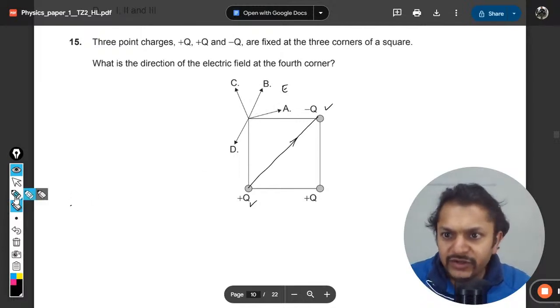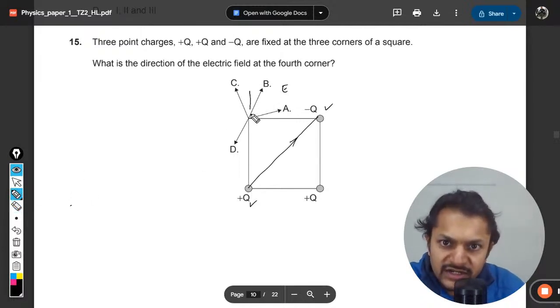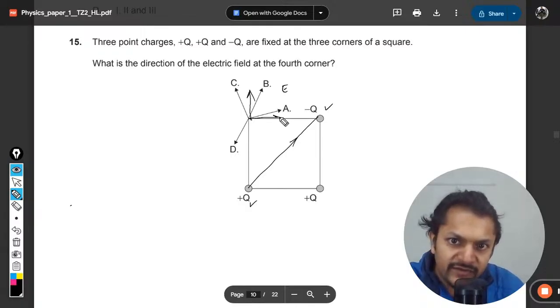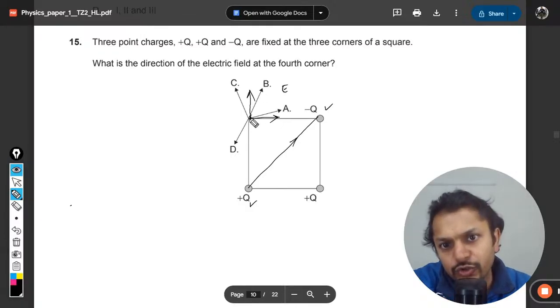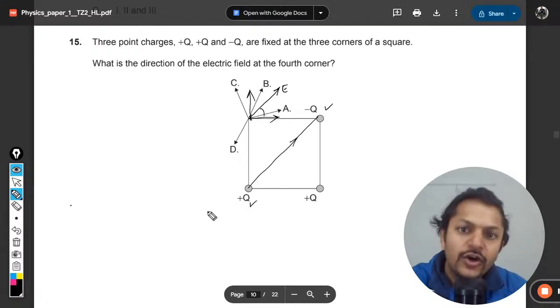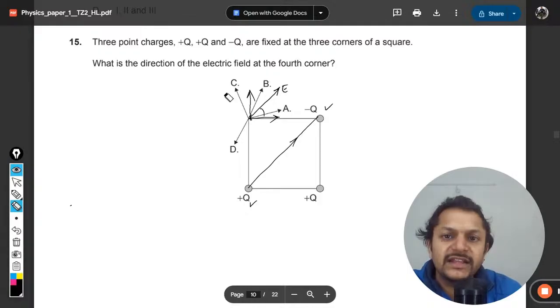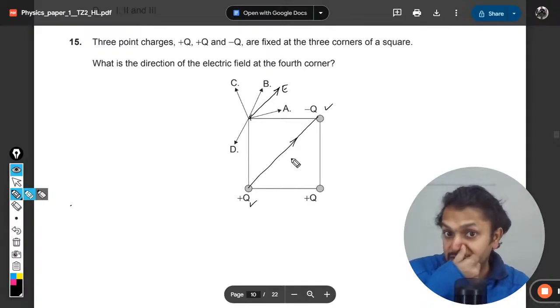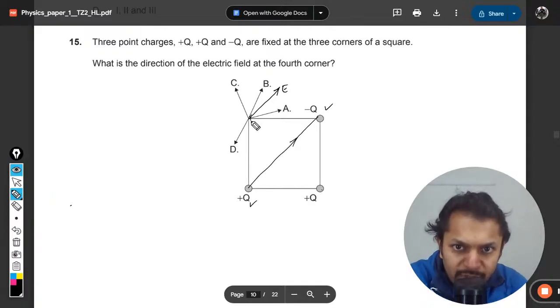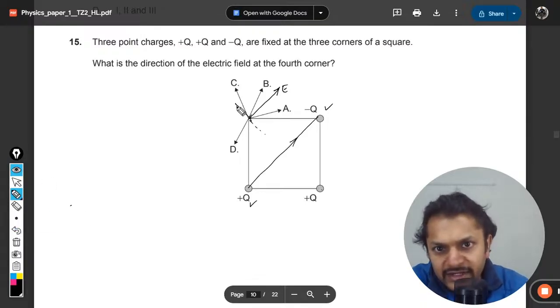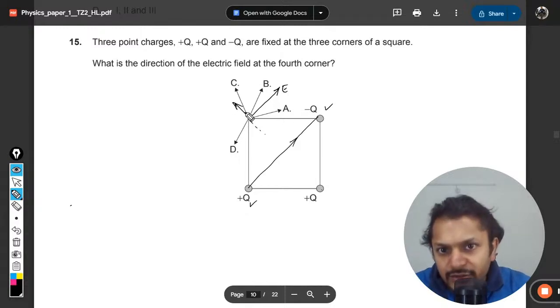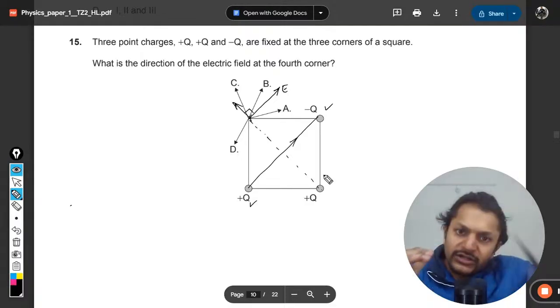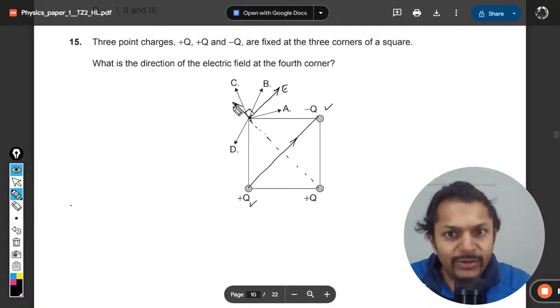I repeat my explanation here, just a moment. The positive charge is creating an electric field like this. The negative is creating a field like this. Both of them have the same magnitude, so the net electric field will be at a 45-degree angle with this. That is why I say that the electric field and the diagonal will be parallel to each other. This positive charge will now be creating an electric field which will be lesser in magnitude, but at 90 degrees to this, because this is the diagonal. It will be along this diagonal, at a 90-degree angle, but it will be lesser.